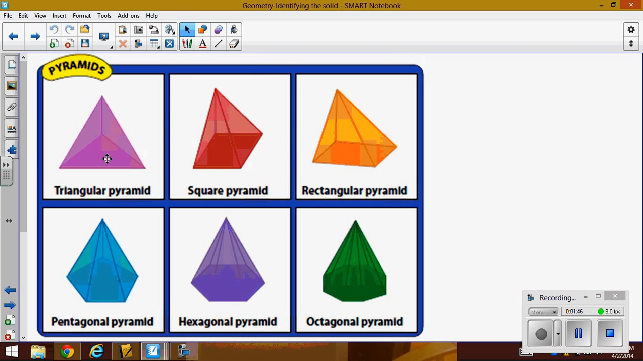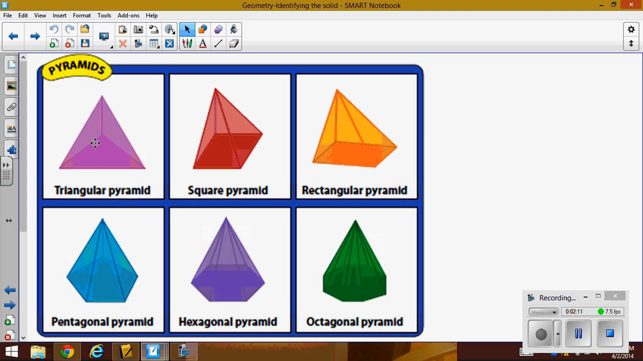This next page here, we have pyramids. If you take a quick look, do you notice that all of these pyramids come up to a point? All 6 of them meet up at a vertex. So that's the first definition of a pyramid, where the shape meets up at a point. I'm sorry, not a cone.